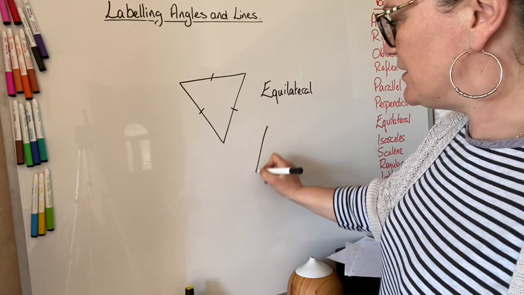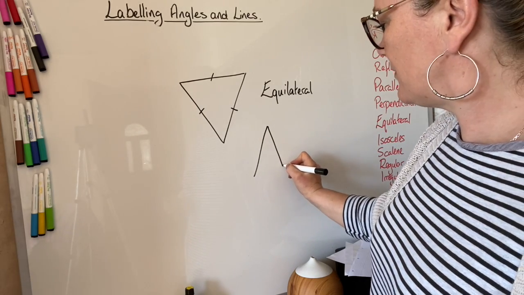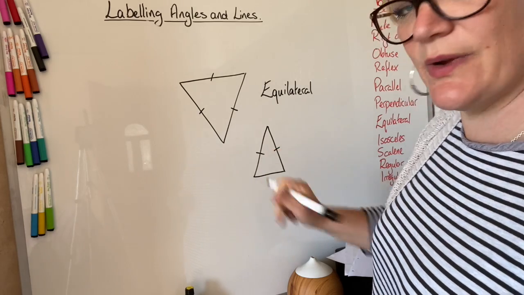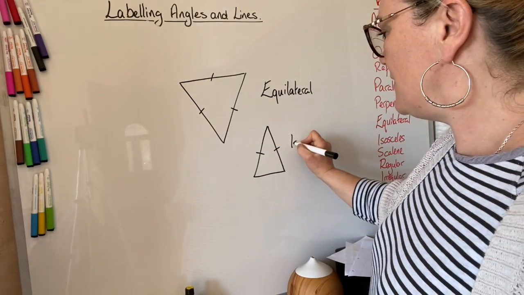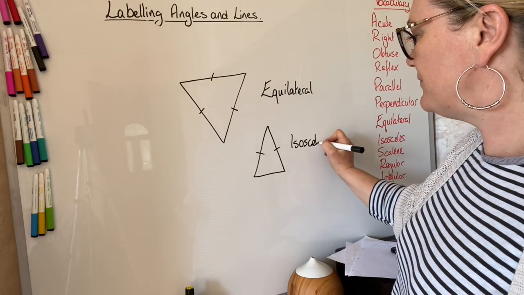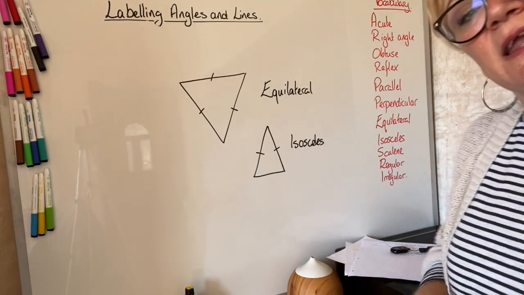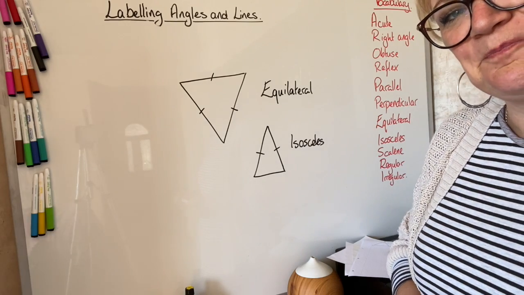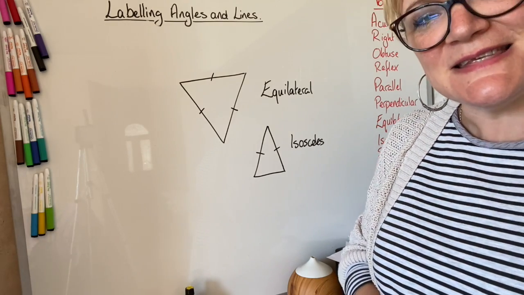If I had an isosceles triangle, and hopefully you remember that two of those sides are equal, so I can label them like that. In my isosceles triangle, that's an example of an irregular shape because not all of the sides are the same.